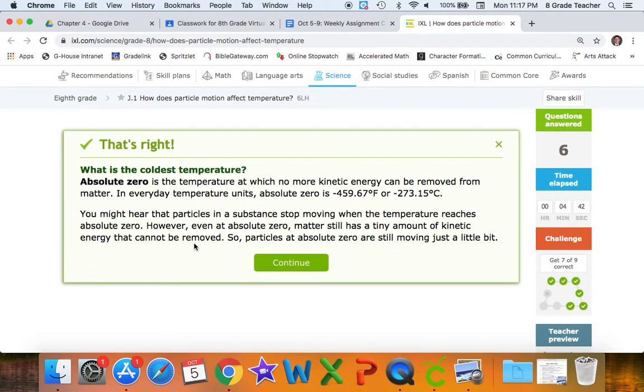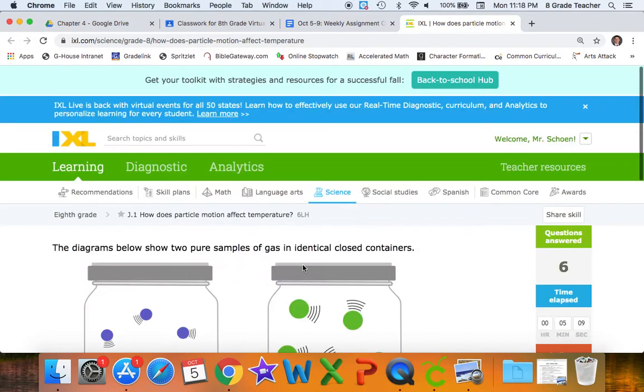What's the coldest temperature in the world? Fun fact, absolute zero is the temperature at which no more kinetic energy can be removed from matter. In everyday temperature units, absolute zero is negative 459.67 degrees Fahrenheit or negative 273.15 degrees Celsius. You might hear that the particles in a substance stop moving when the temperature reaches absolute zero. However, even at absolute zero, matter still has a tiny amount of kinetic energy that cannot be removed. So particles at absolute zero are still moving just a little bit.